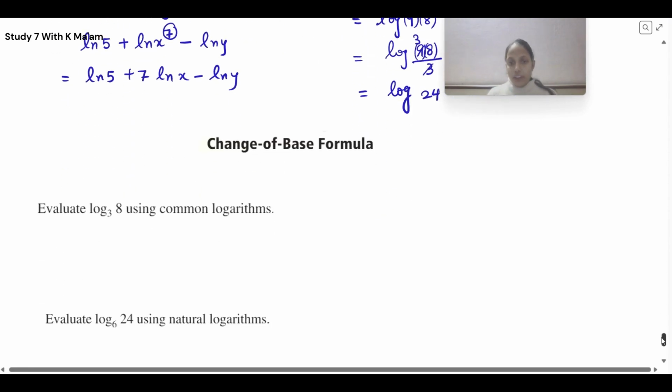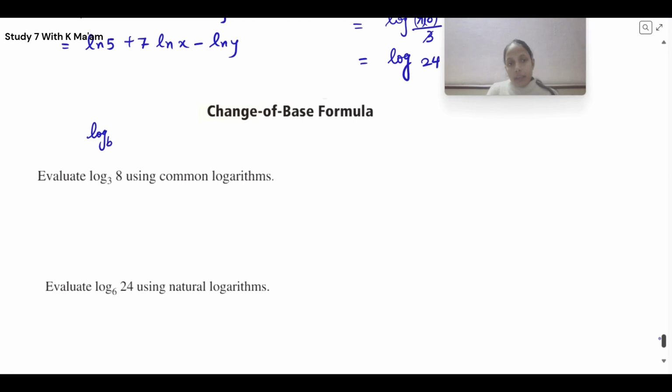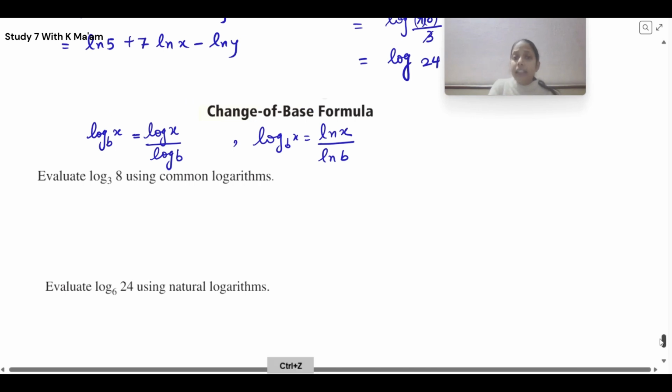Next we have the change of base formula. In the change of base, something is written like log base b of x. Generally they will ask for two kinds of change: into the common logarithm or into the natural log. If they say change into the common log, you write log x over log b. If you are converting into natural log, it will be natural log of x over natural log of b. Anyhow, all three values will be the same. The representation is different: here we write it as a common logarithm, and here in the natural log.